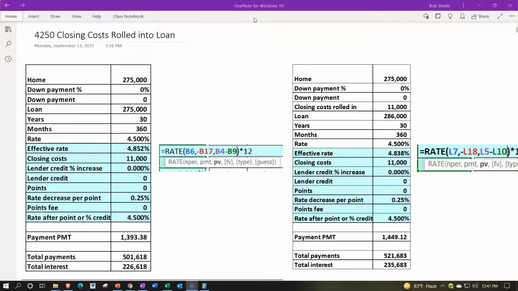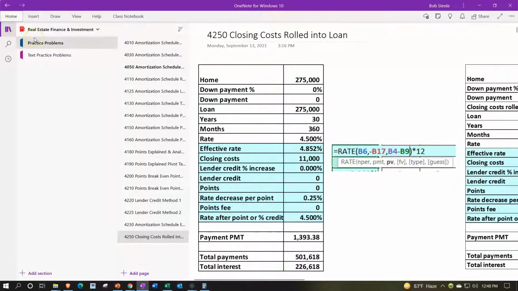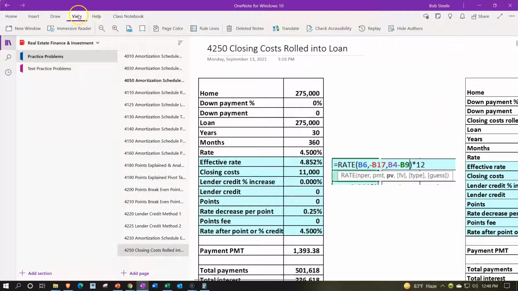If you have access to OneNote and would like to follow along, note that we're in the icon on the left-hand side, the Practice Problems tab, down in the 4250 Closing Costs Rolled into Loan tab. Also note, when using OneNote, take a look at the Immersive Reader tool. Our presentations will also be in the text area with the same name, same number, but with transcripts that can be translated into multiple different languages and either listened to or read in them.